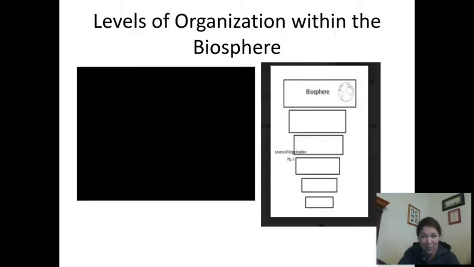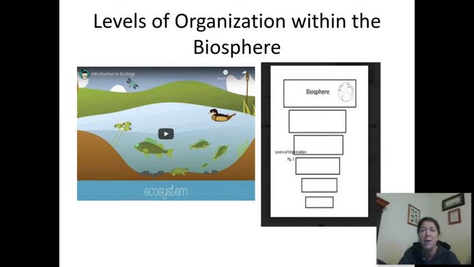Okay, so here's where you might want to have a piece of paper out. You look over here on the right side of your paper. I have a very simple graphic organizer. There's just 6 little boxes. So if you want to pause the video real quick and sketch that out, we're going to look at the order from largest to smallest and how life is organized within the biosphere.